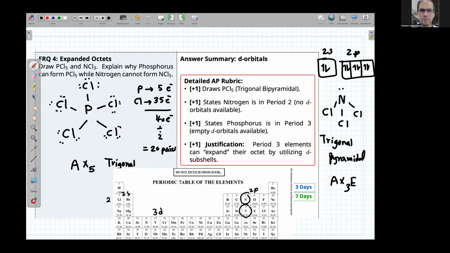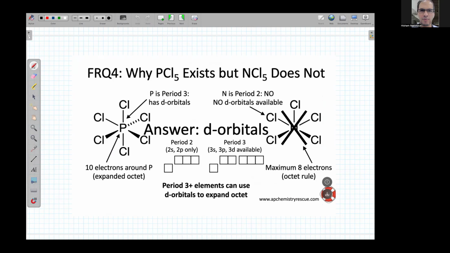We don't have a 2d. So nitrogen is stuck at the 8 electron maximum because it only has s and p orbitals available. Those can have only 2 plus 6 equal to 8 electrons max. While phosphorus can expand. Why?